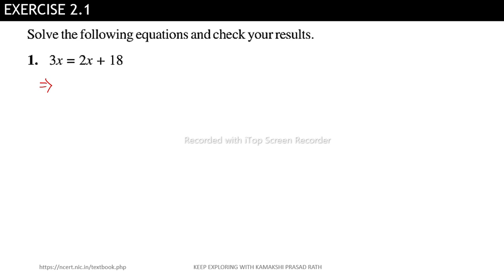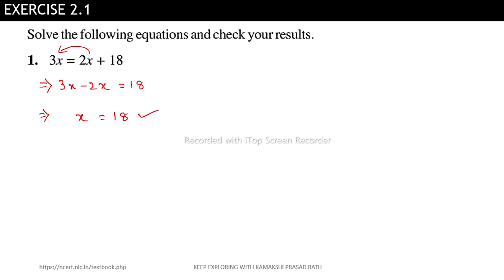So 3x will be as it is. 2x is to be shifted towards the left side. So 2x is added on the right side. When it comes to the left hand side, it becomes subtraction. So 3x minus 2x equals 18. Next, we need to simplify this. So 3x minus 2x becomes x equals 18.